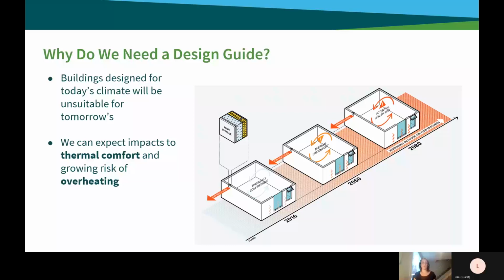We also know that overheating risk is something that we need to consider as well. This is when spaces become too warm for their occupants and prolonged and dangerously high temperatures can ensue, creating health risks, especially for those people and populations that are more vulnerable.